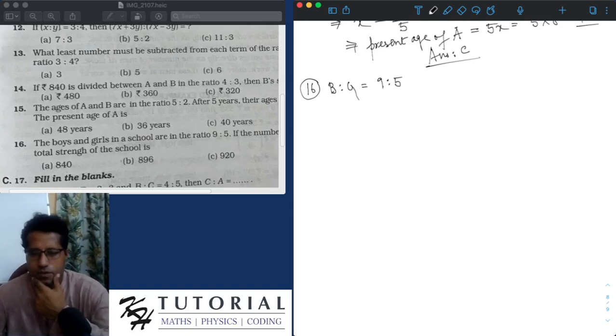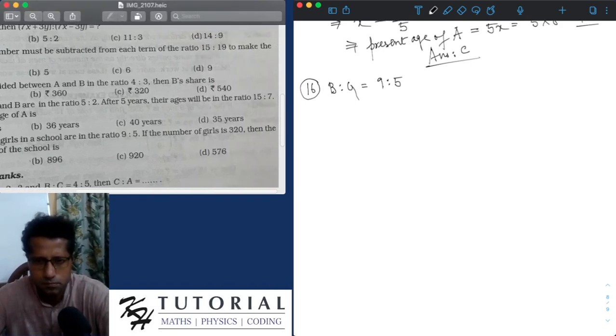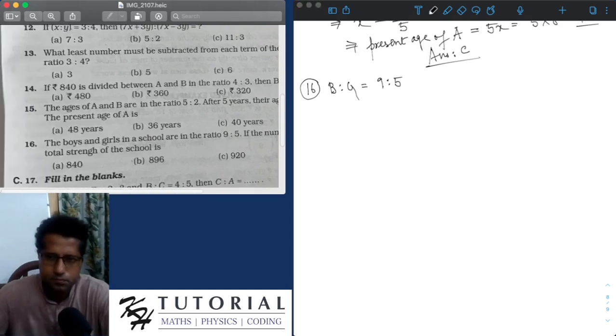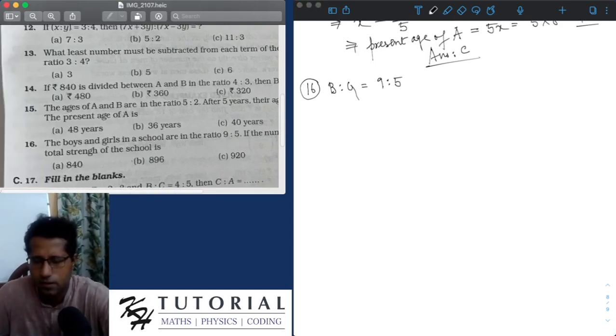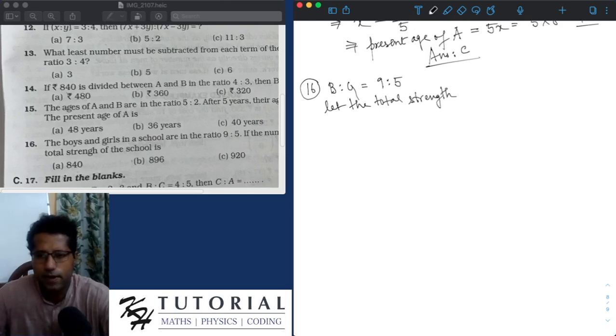But since for this kind of problem the total number of girls is given as 320, it will be easy and convenient to assume that, let the total strength, which is what the problem is asking to find, be S.